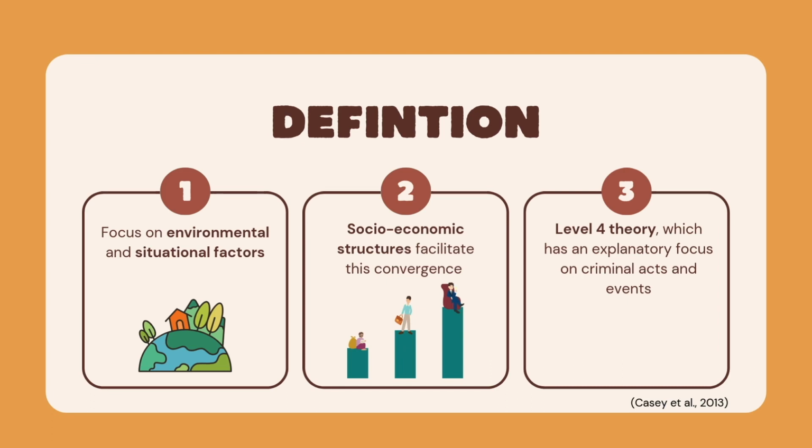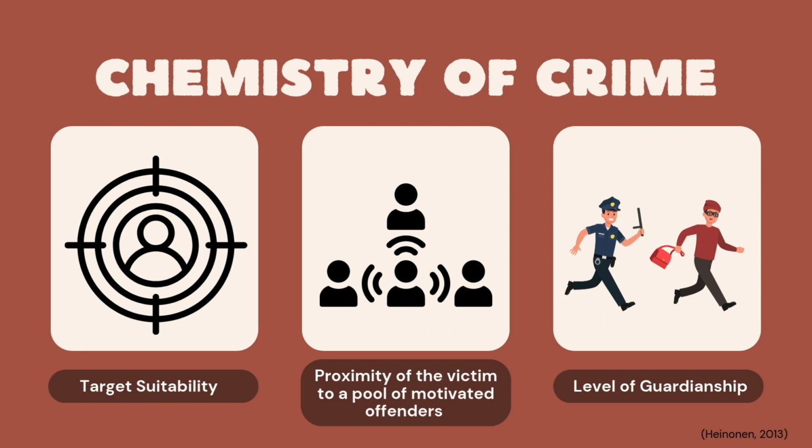This theory is also a level 4 theory, which has an explanatory focus on criminal acts and events. Compared to other levels of theories, its objective is to analyze and account for patterns and types of crime events, crime targets, and trends over time. Felson and Cohen suggest that daily activities that people routinely engage in can offer insights for explaining crime. They propose that crime is more likely to occur when three elements come together in any given space and time.